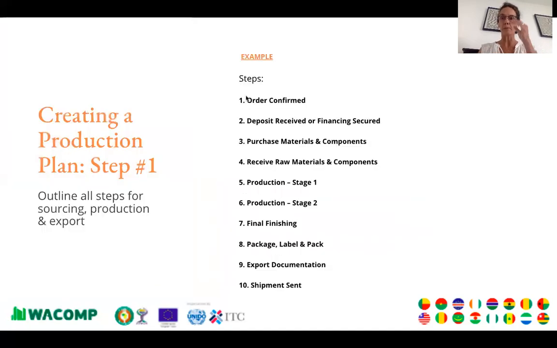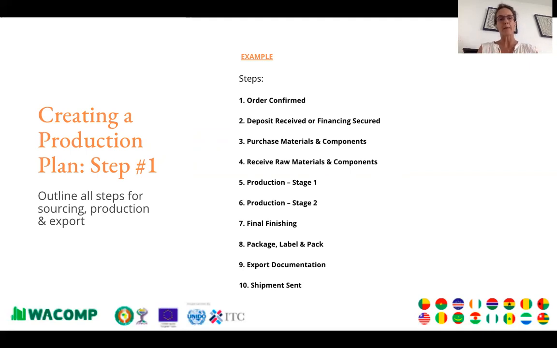Now let's talk about production planning, right? So a clear definition of quality is the first step. The second step is you need to have a production plan. So how do you create a production plan? I think there are three very simple steps. The first is you want to outline all steps for sourcing, producing, and preparing your order for export, right? So a production plan is not just the producing part, but it's also buying all of the materials and getting that order ready to ship.